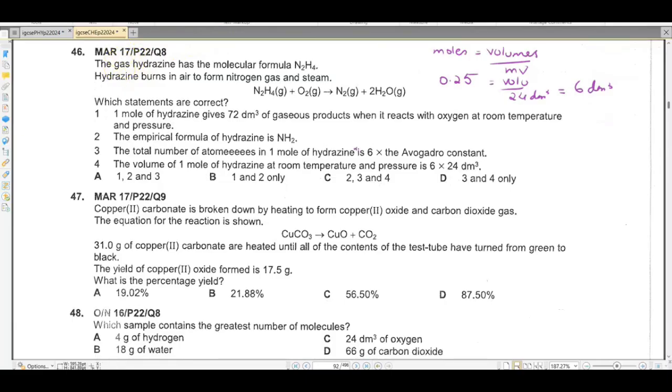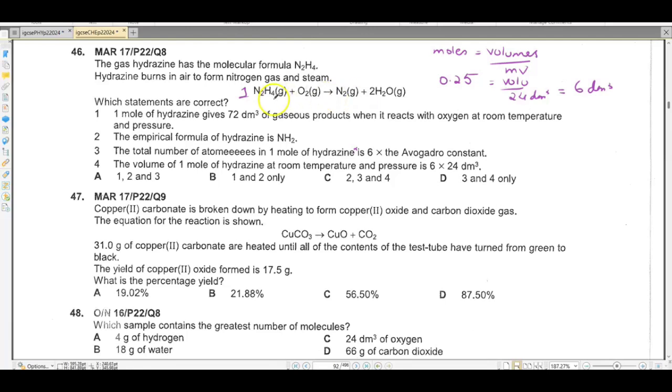Question number 46. Gas hydrazine has a molecular formula N2H4. Hydrazine burns in air to form nitrogen gas and steam. Which statements are correct? 1. 1 mole of hydrazine gives 72 decimeter cubed of gaseous product when it reacts with oxygen at room temperature and pressure. We can see that 1 mole of N2H4 produces 3 moles of gaseous product at room temperature and pressure.